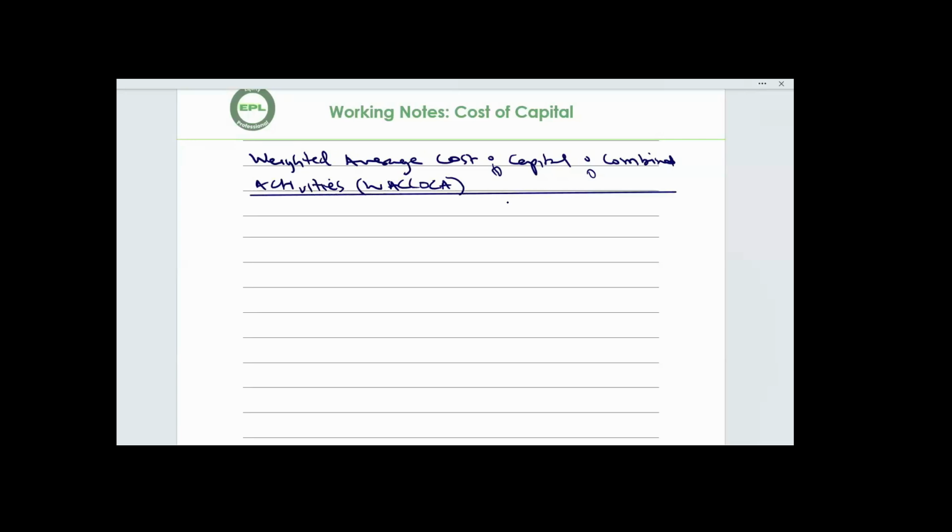Now, you will recall when we started, I told you that there are three categories of WACC. We have done traditional WACC, and we have also done project-specific WACC. This is the third one, which is WACOCA. Therefore, when do you estimate WACOCA? WACOCA is calculated when a company is engaged in several business activities.